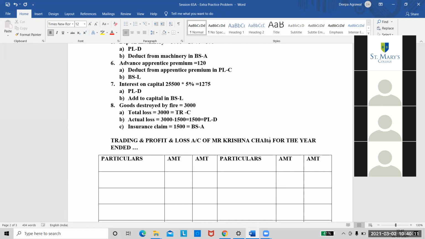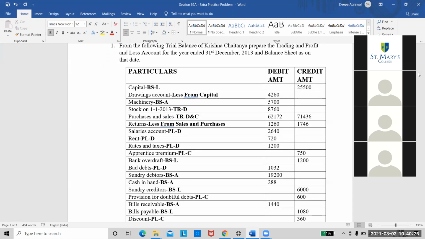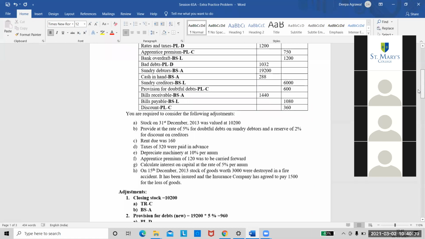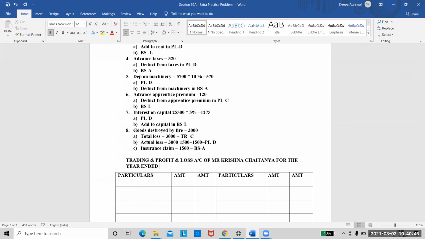Yeah, I will show. 1 second. Yes, Rubina, this is the trial balance. Done, Rubina? Yeah, ma'am, done. You want me to scroll it? Yeah, ma'am. Yes. Krishna Chaitanya for the year ended 31st December 2013.